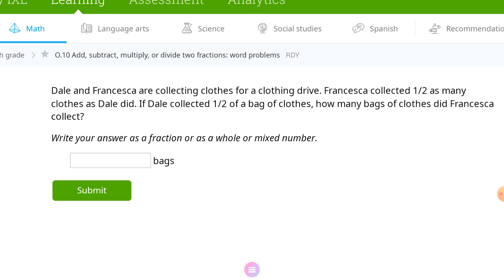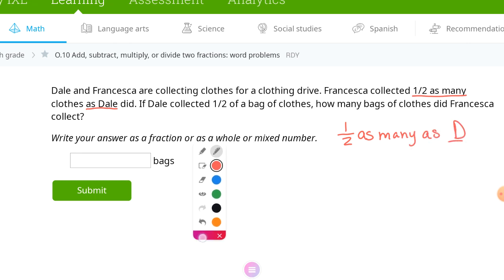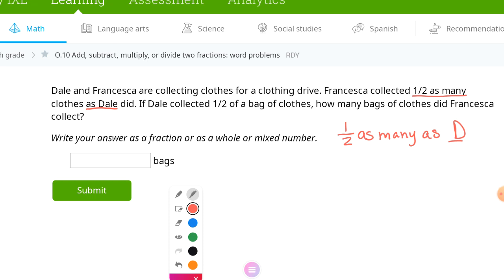Cooper, what's my math problem? What are my words that should be popping out at you? Livy? Okay, so I'm going to write right here. Half as many as Dale. I'm going to write that. Half as many as, I'm just going to put D. Do we know how much Dale collected? Yes. How much did Dale collect? Half. So I'm looking for half as much as half.